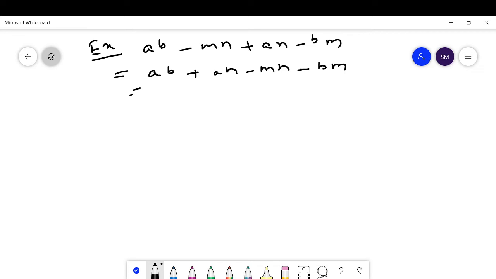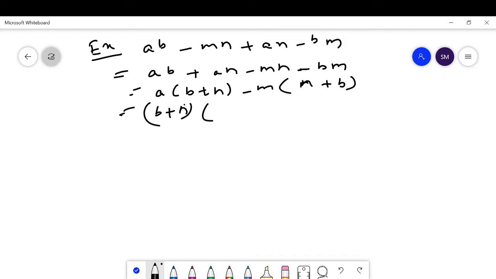From ab plus an, take a common. This is b plus n. From these two terms, taking minus m common, this is minus m into n plus b. Then b plus n or n plus b is the common term. Taking b plus n out, here a is left and here minus m is left. This is the factorization form of the given algebraic expression.